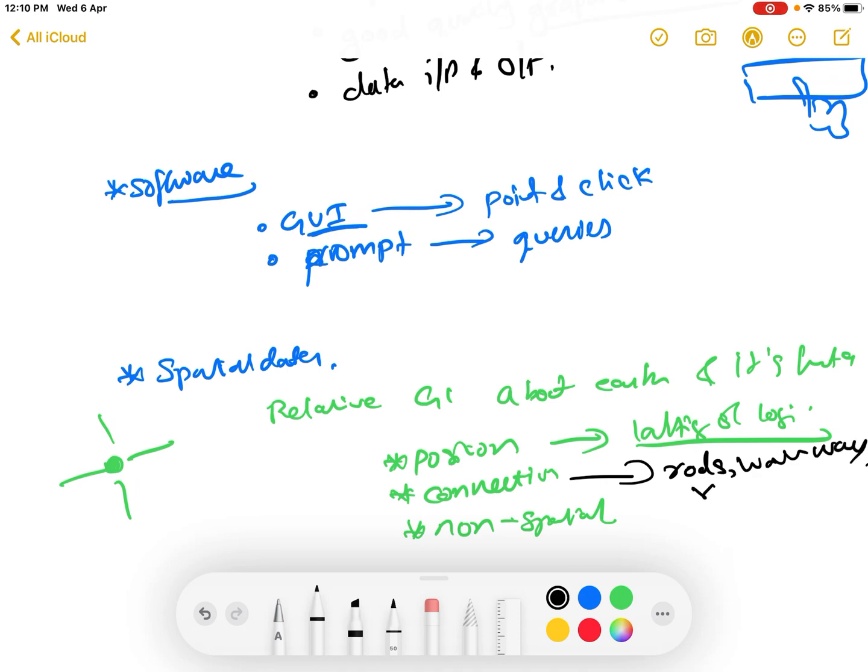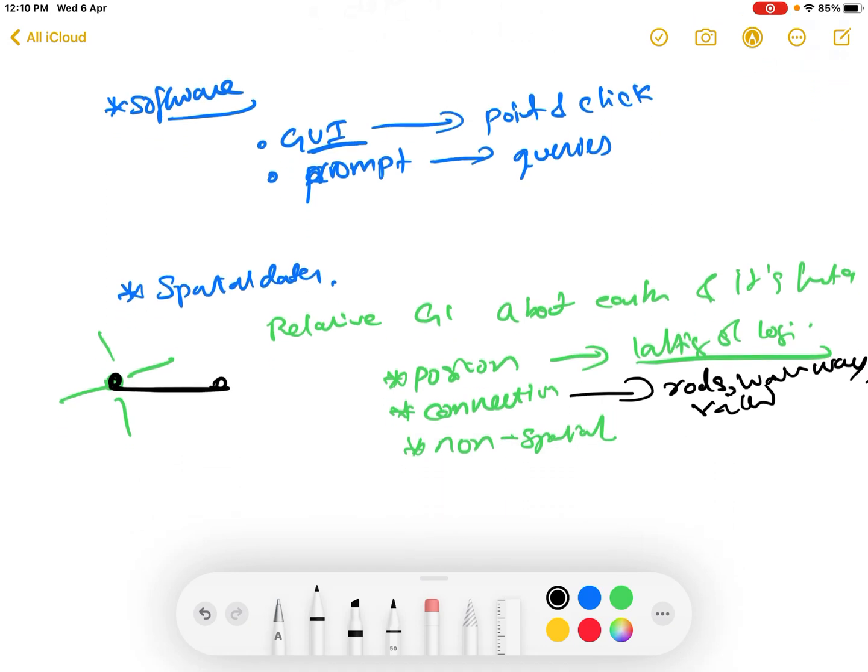Then connections are things such as roads, waterways, and railways. These are continuous connections connecting the geographical locations. That is why we need the connections. Then there are the non-spatial entities, like temperature or rainfall. These may keep changing, they are temporal, and they are not completely dependent upon the geographical space.